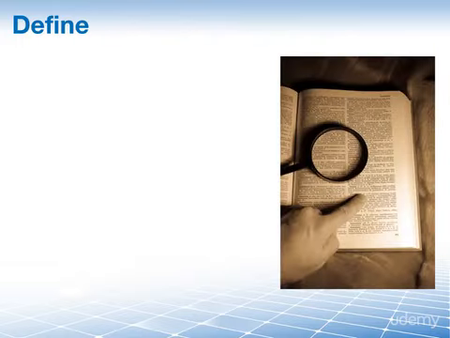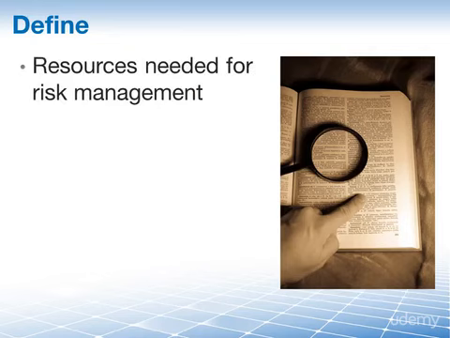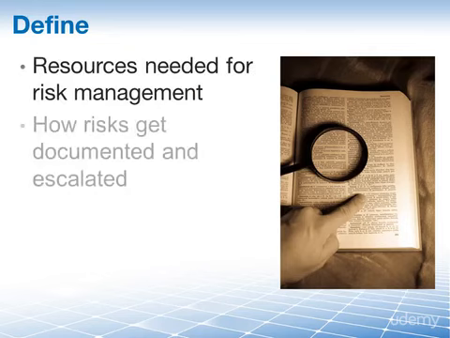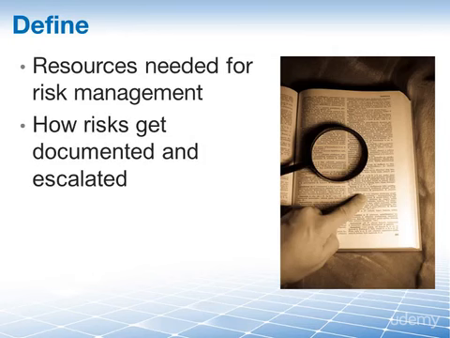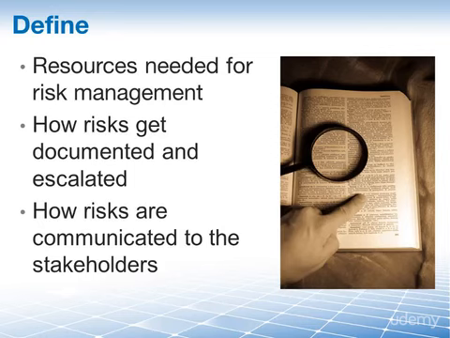Of course, this visibility to the stakeholders is just one aspect. Similarly, you will want to define the resources that are needed for risk management, how risks get documented and escalated, or how they are communicated to the stakeholders. And these are just 3 aspects of the risk management plan out of a greater number that need to be defined. The idea is that by defining and documenting them in your risk management plan, the activities receive the attention that is proportional to the project's importance to the company.